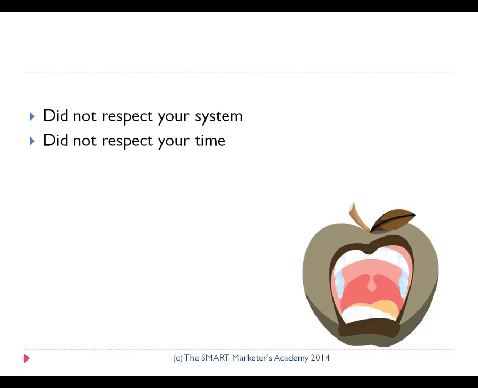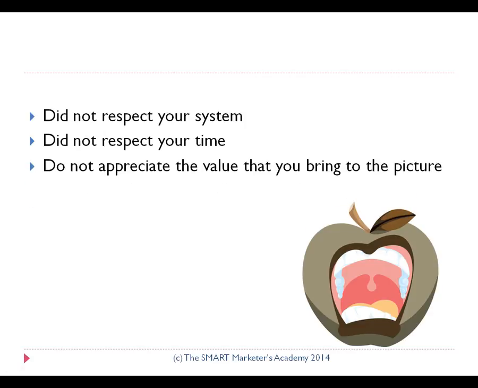So they do not respect your system, they do not respect your time, they do not turn up when they say they would, they do not appreciate the value that you bring to the picture. So some people just don't have a genuine appreciation of what you're offering. They might not be that well into what you offer, or into that market niche that you work in.